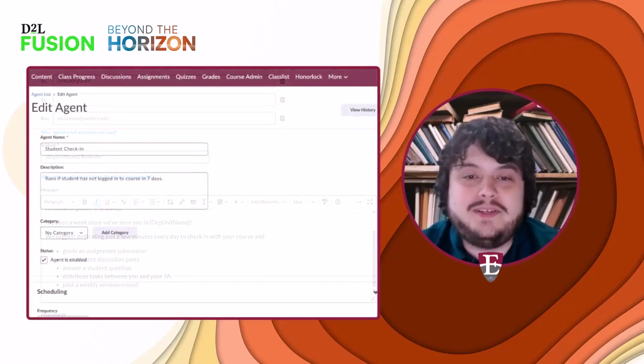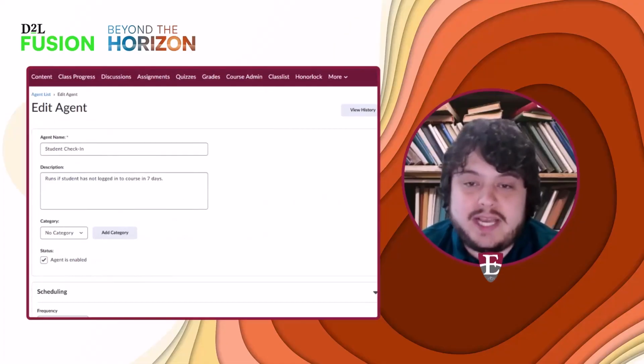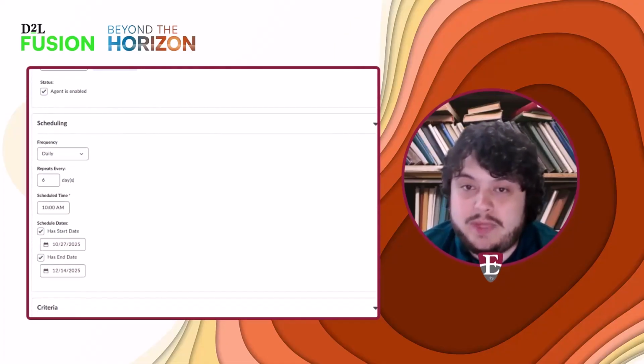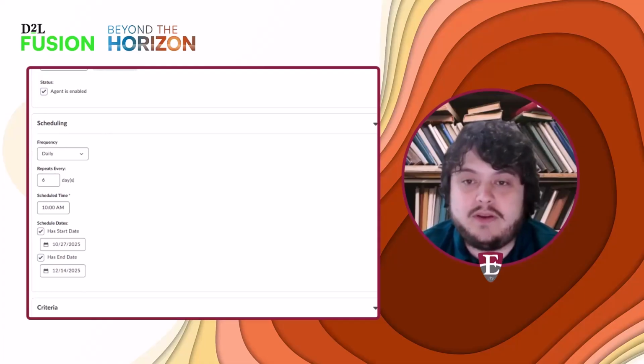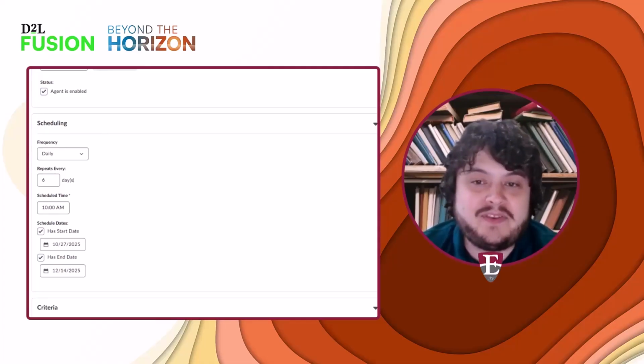Moving on to the student side of things, the student check-in runs on a schedule, also once a week. So it starts when the course starts and stops when the course does. It won't let them know this is happening after the course expires.